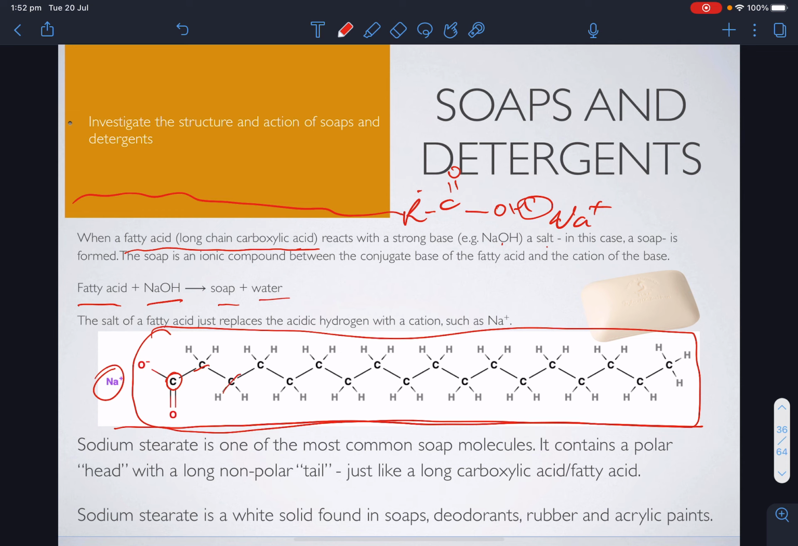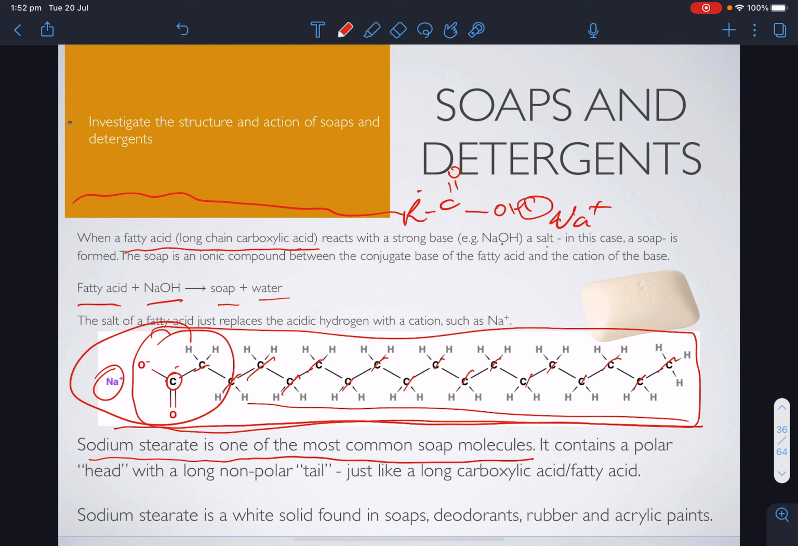1, 2, 3, 4, 5, 6, 7, 8, 9, 10, 11, 12, 13, 14, 15, 16, 17, 18. So it's octadecanoic acid. Sodium stearate is a very common soap molecule. It contains the polar head with a long non-polar tail. So the rest of it, the carbon to carbon and carbon hydrogen bonds, are non-polar. Sodium stearate is a white solid, and it's found in soaps, deodorants, rubber, and acrylic paints.